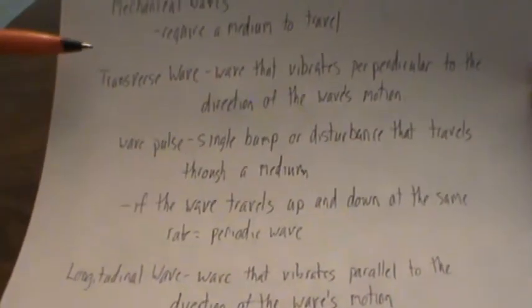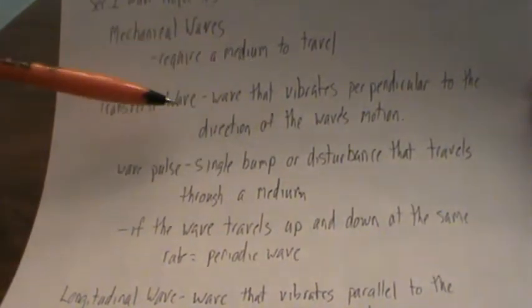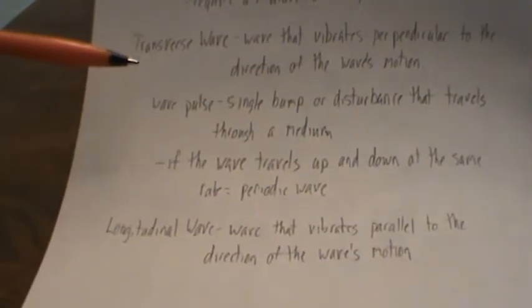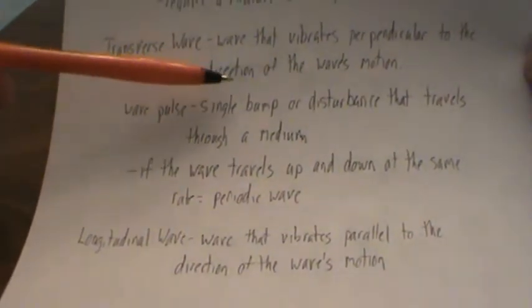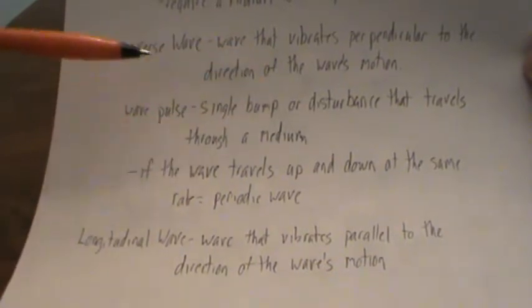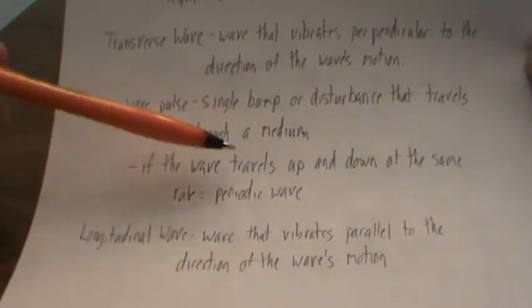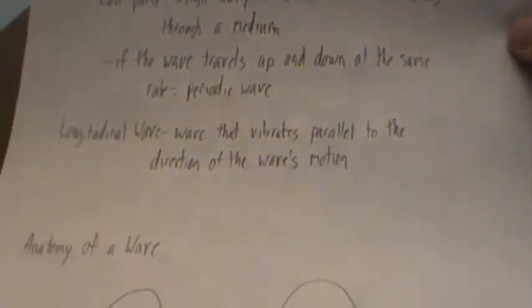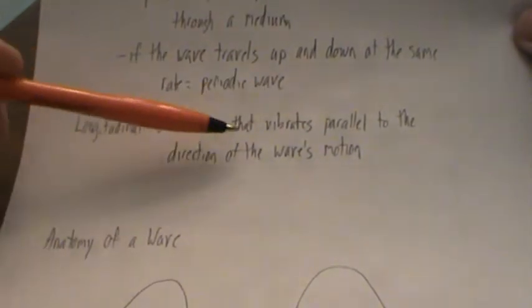One of them is a transverse wave, a wave that vibrates perpendicular to the direction of the wave's motion. With these, we could possibly have what's called a wave pulse, which is just a single bump or disturbance that travels through the medium. And if the wave travels up and down at the same rate, this is a periodic wave. Or we can have what's called a longitudinal wave, and this is a wave that vibrates parallel to the direction of the wave's motion.